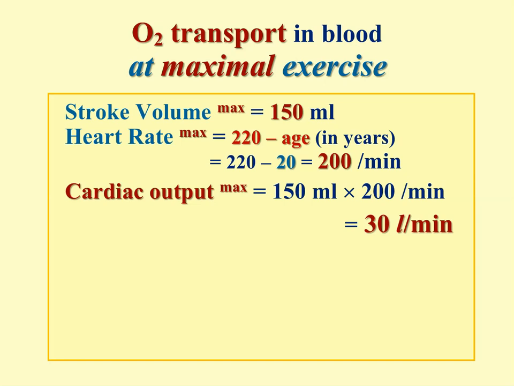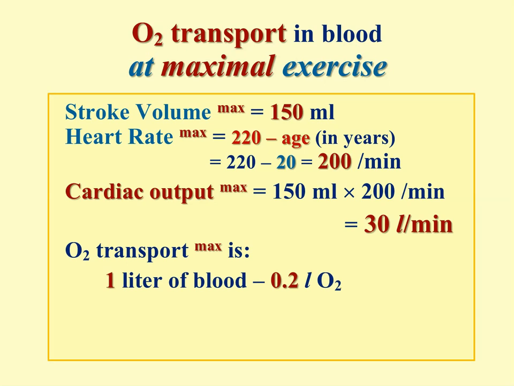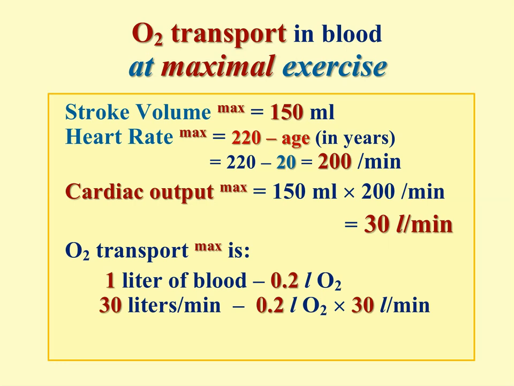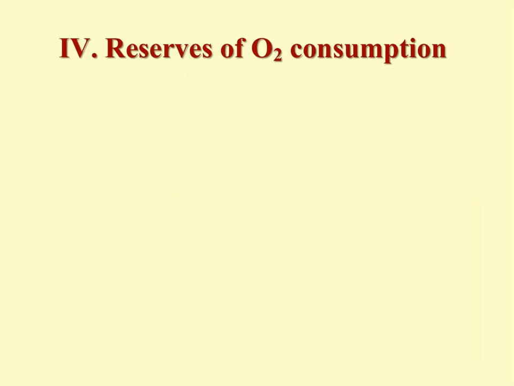So 30 liters, and each liter transports 0.2 liters of oxygen, and 30 liters 30 times more. Actually, it can be predicted: if cardiac output is 6 times higher than resting, resting was 5 and now it's 30, it's 6 times more. So 6 times more will be the oxygen transport. But again, you can calculate from this proportion and you see 6 liters. As compared to the normal 1 liter per minute, now we can get up to 6 liters of oxygen per minute. So this is maximal transport of oxygen, one of the maximal values. And finally, oxygen consumption.